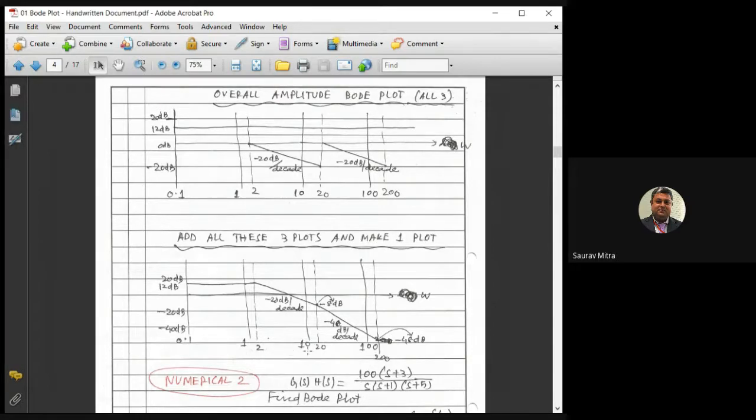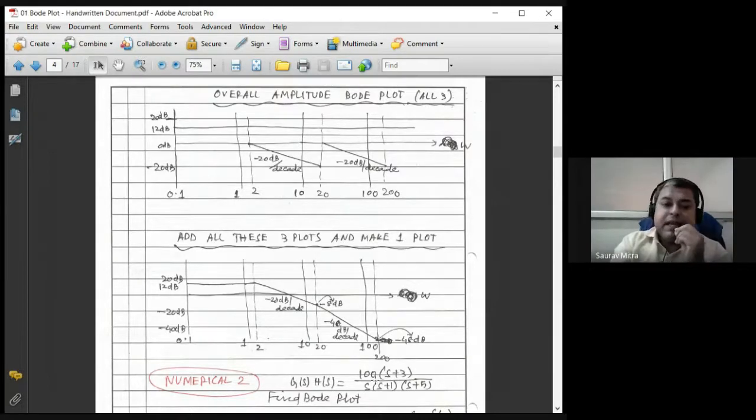You can find here this is 0 slope, this is comparatively less drop, that is minus 20 dB per decade, and from here again you are falling very fast. This slope is called minus 40 dB per decade. So here we write down: this is 0 slope, between 2 and 20 this is minus 20 dB per decade, and from 20 further, going up to infinity, the slope is minus 40 dB per decade. So this is the way we are supposed to draw the amplitude plot.